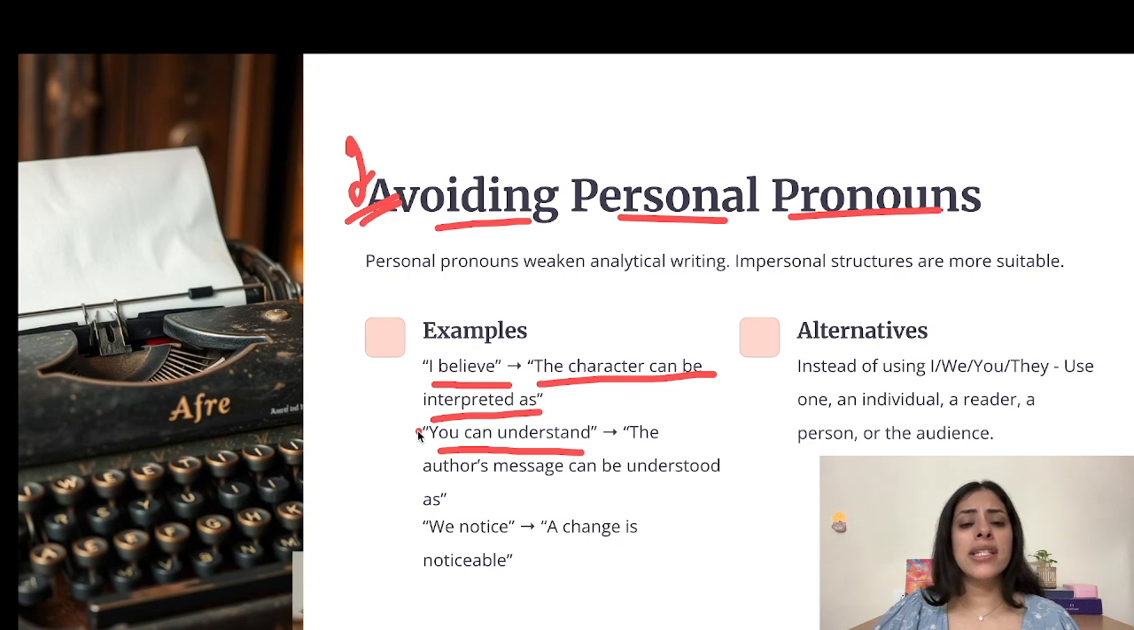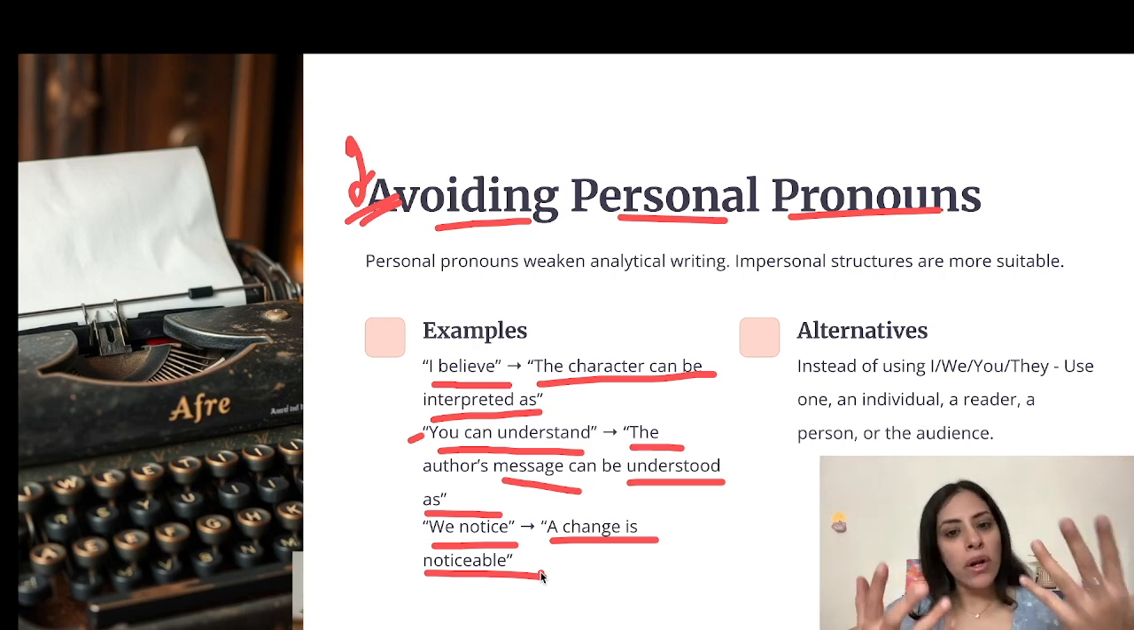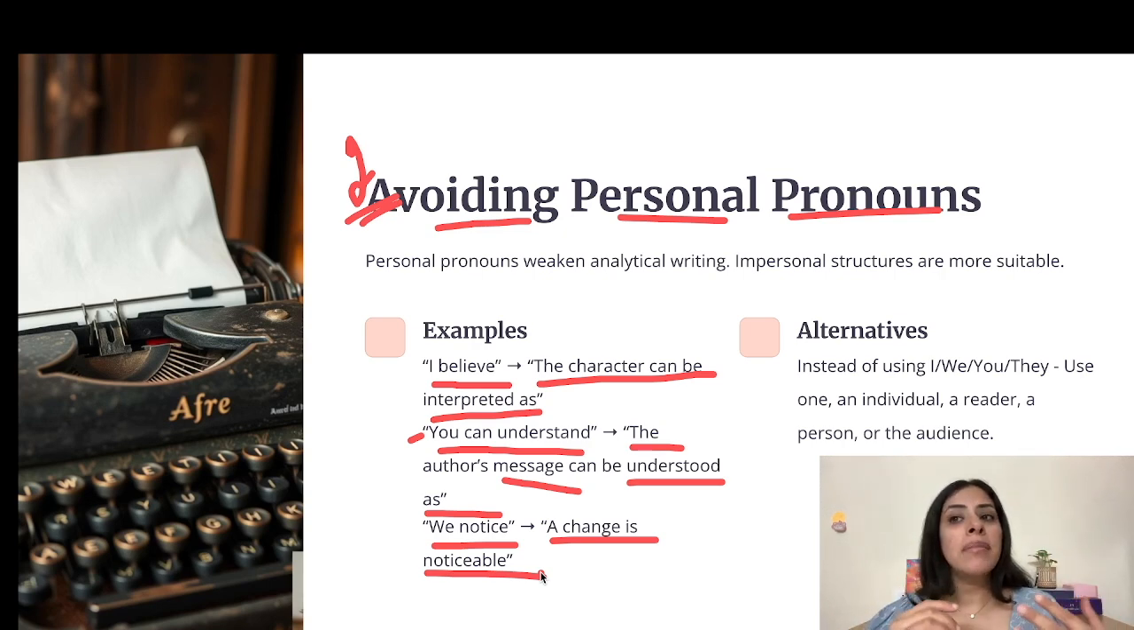Instead of writing you can understand, you can write the author's message can be understood as, right? We notice. A change is noticeable. Correct? So always think that instead of telling your personal opinion, you should describe it as a reader's observation. That's what I told one of my students earlier in my class, that instead of writing I believe that a change is happening in the narrative, you should write the reader can observe a change in the narrative.